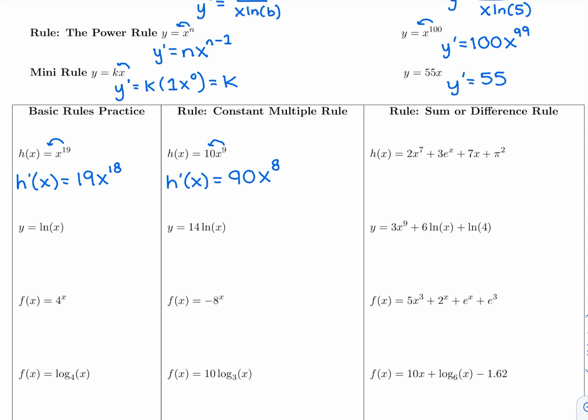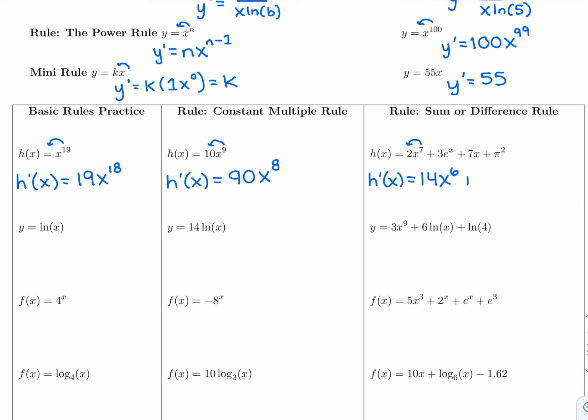None of these rules change if you have things added or subtracted to them. You're just going to treat each term individually, taking those derivatives. So we're going to find h prime of x again. I have x to a power, so I'm going to bring down the power. 2 times 7 is 14. My new power is going to be 7 minus 1, which is 6.